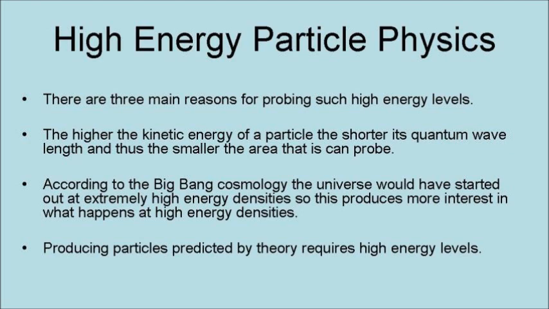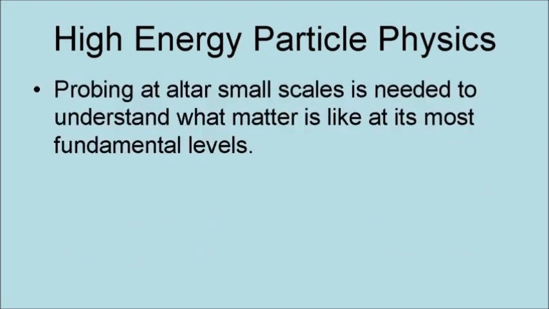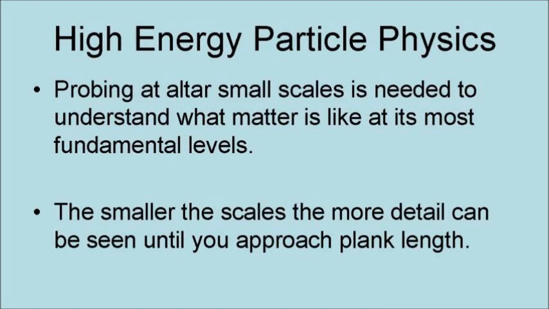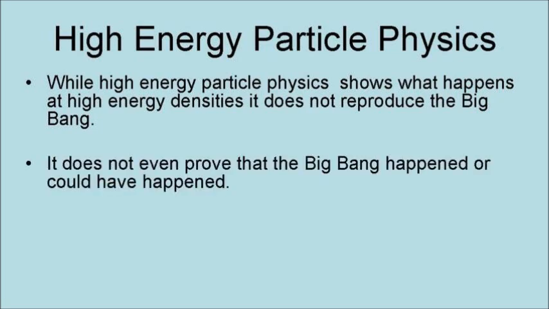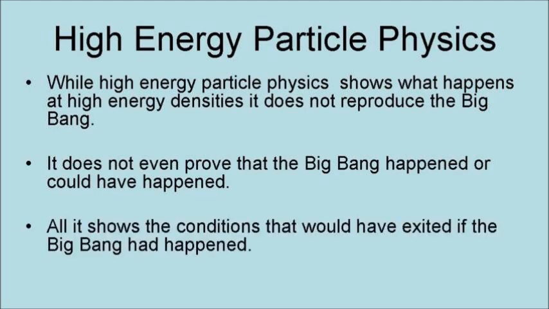Producing particles predicted by theory requires high energy levels. Probing ultra-small scale is needed to understand what matter is like at its most fundamental level. The smaller the scale, the more detail can be seen until you approach the Planck length. While high-energy particle physics shows what happens at high-energy densities, it does not reproduce the Big Bang. It does not even prove that the Big Bang happened or could have happened. All it shows is the conditions that would have existed if the Big Bang had happened.